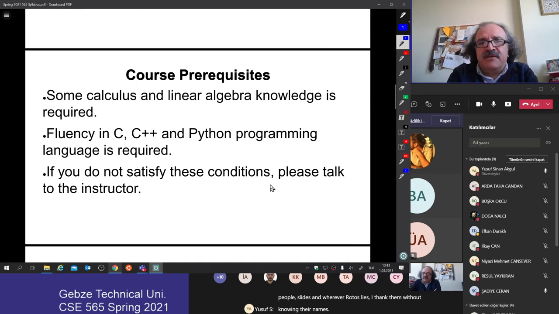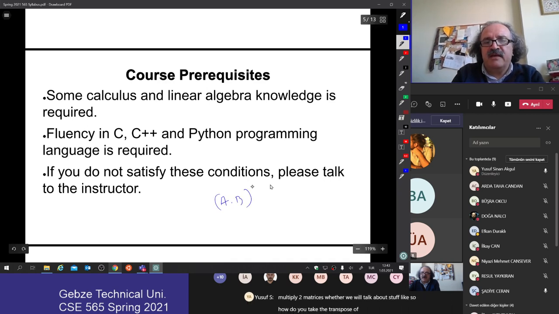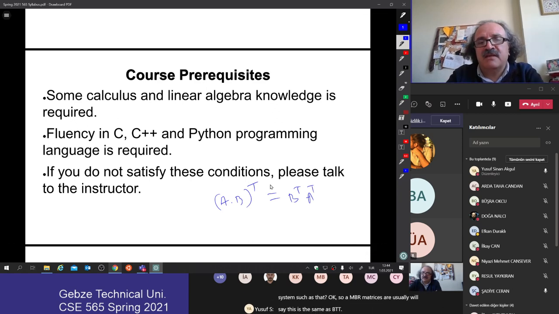For the course prerequisites, who can take this course? I need you to know calculus and linear algebra. So you took a linear algebra course, you know what a matrix is, you know how to multiply matrices. And from time to time, I will give you that information too. Of course, I am not going to talk about how to multiply two matrices, but we will talk about stuff like how you take the transpose of A times B, where A and B are matrices. Usually you would say this is the same as B transpose A transpose. Sometimes you would say this kind of stuff.